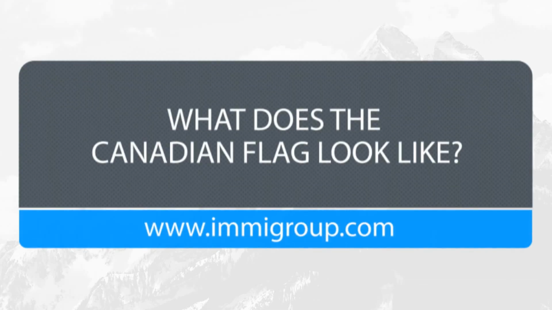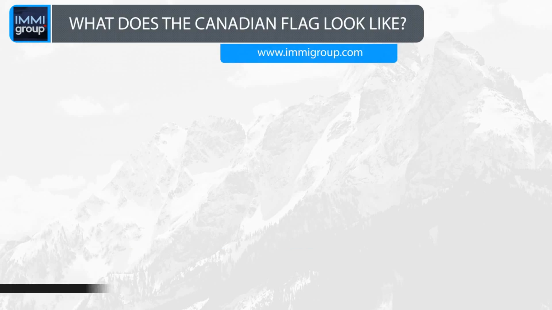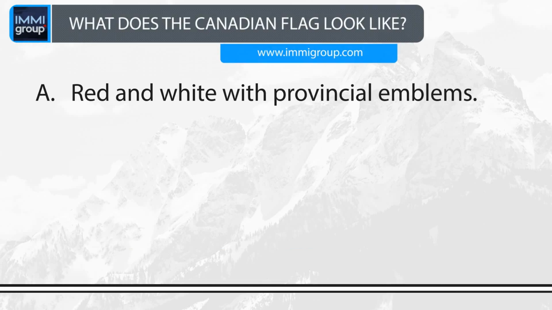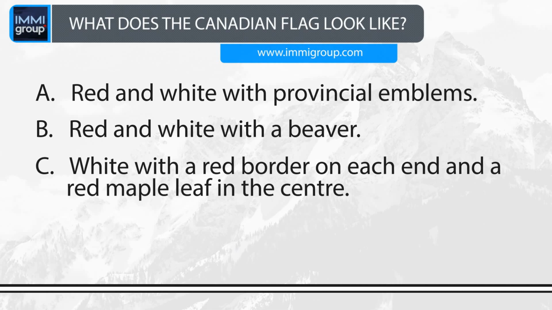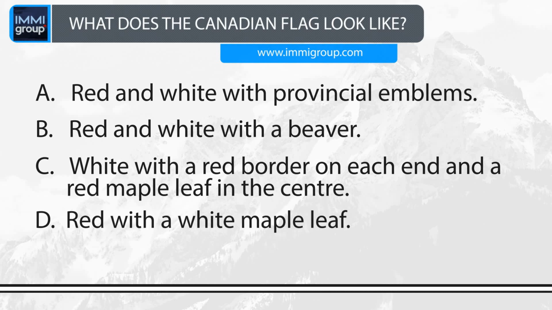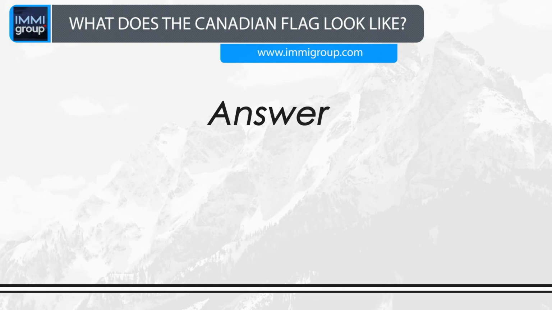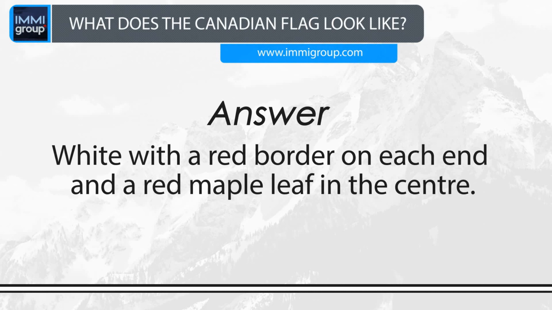What does the Canadian flag look like? A. Red and white with provincial emblems. B. Red and white with a beaver. C. White with a red border on each end and a red maple leaf in the centre. D. Red with a white maple leaf. Answer: White with a red border on each end and a red maple leaf in the centre.